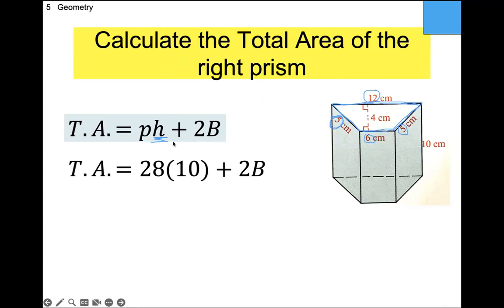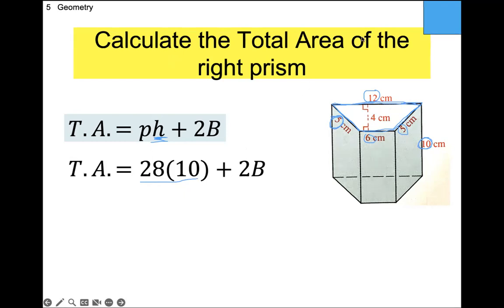That's 4. It's the height of the prism, and the height of the prism is 10. That's the distance between the two bases. Remember, the bases are the two parallel polygons. So this is where this 28 times 10 comes from. Okay, that's easy. Now we've got to do 2 of the base areas.